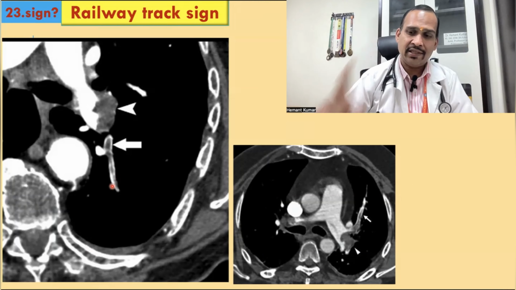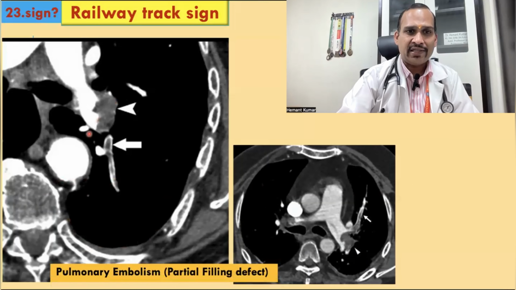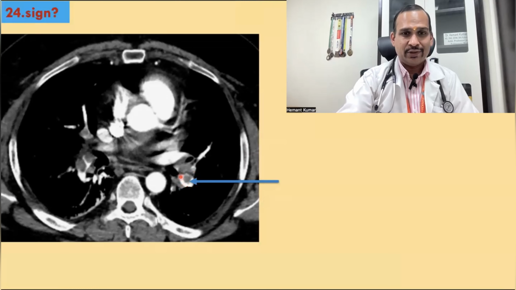While that sign was seen in bronchiectasis, if there's partial filling of pulmonary embolism, this sign will occur. So now the 24th sign. What is this sign?